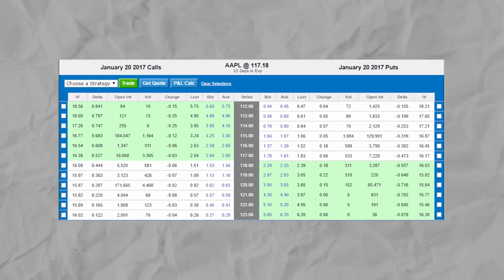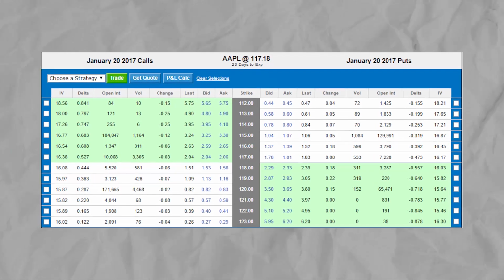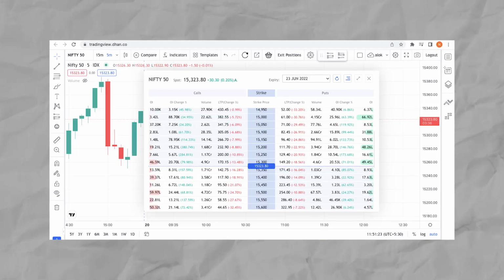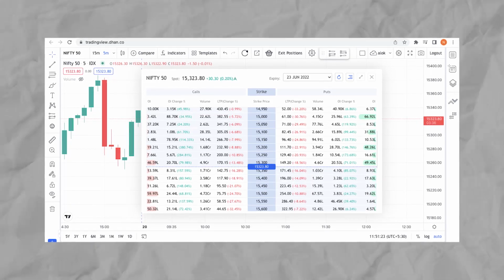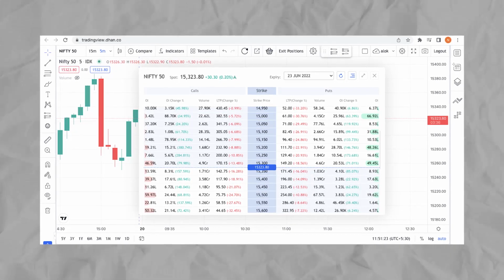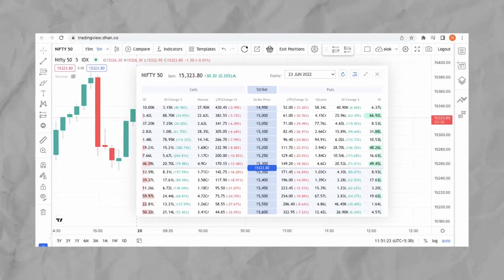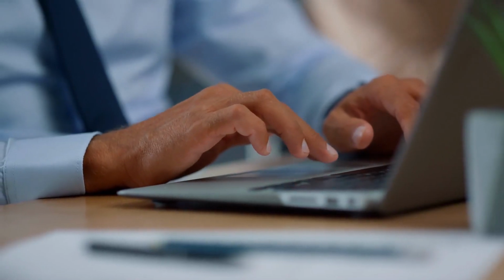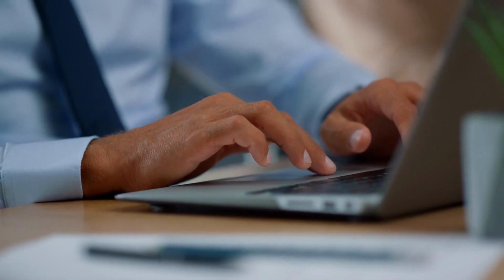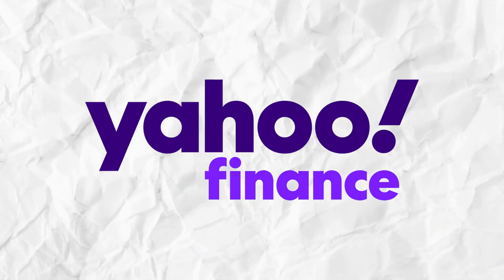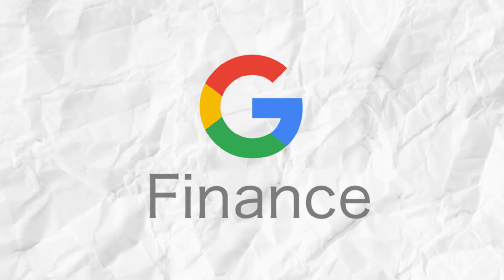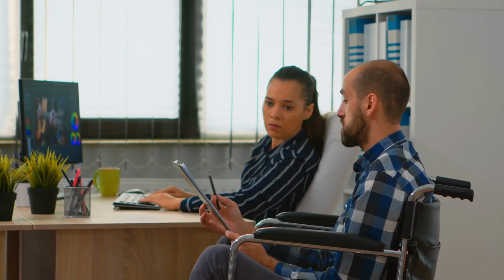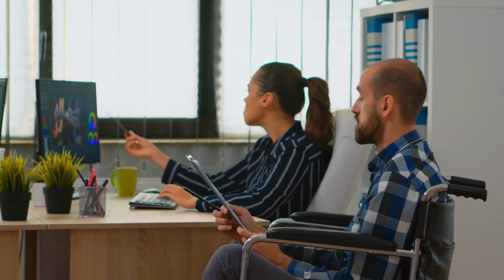This is what we call an option chain. An option chain is essentially a comprehensive list of all the available options for a particular stock. It displays the prices of each option and gives you a glimpse of the entire options market. You can easily find an option chain on your trading platform or various financial websites like Yahoo Finance, Google Finance, and more. For this demonstration, we're using the option chain from our trusted brokerage firm.